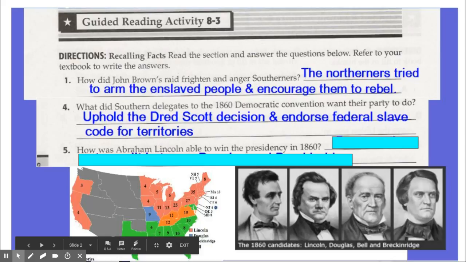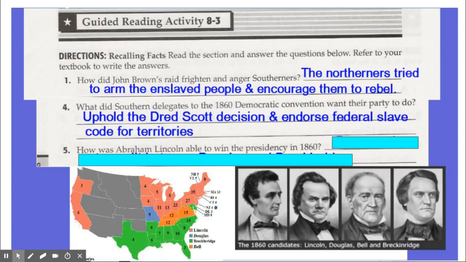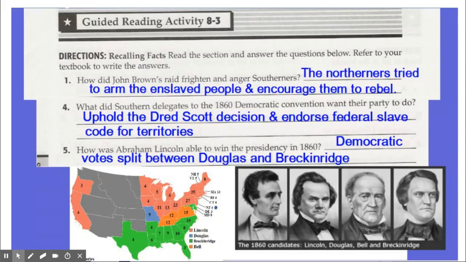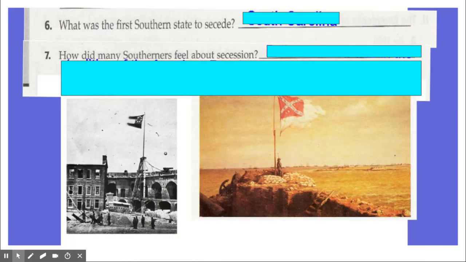Number 5, how was Abraham Lincoln able to win the presidency in 1860? Well, the Democrats, for the most part, split their votes between Breckinridge and Douglas. And what you're going to find in the future, when we talk about other really close presidential elections, is that if there are minor party candidates, meaning candidates that are not part of the Democrat or Republican parties, there's a higher tendency for the vote to be split and for a minor candidate to possibly win.